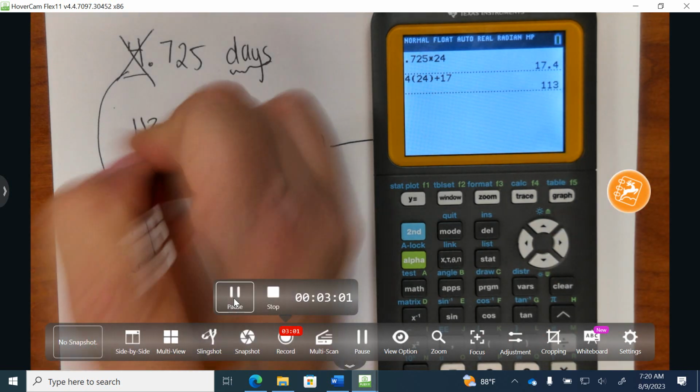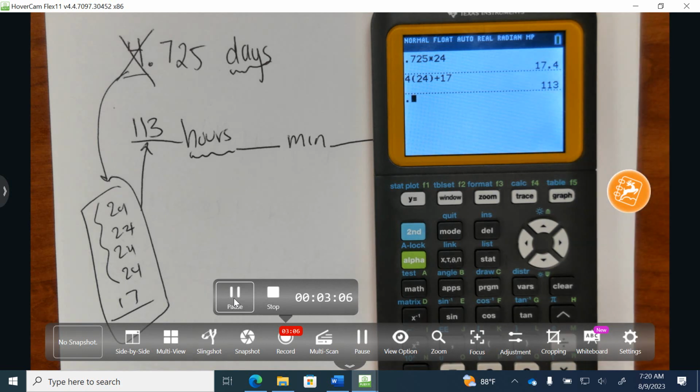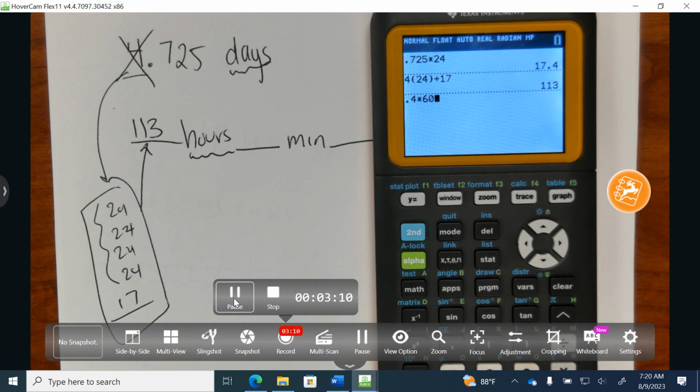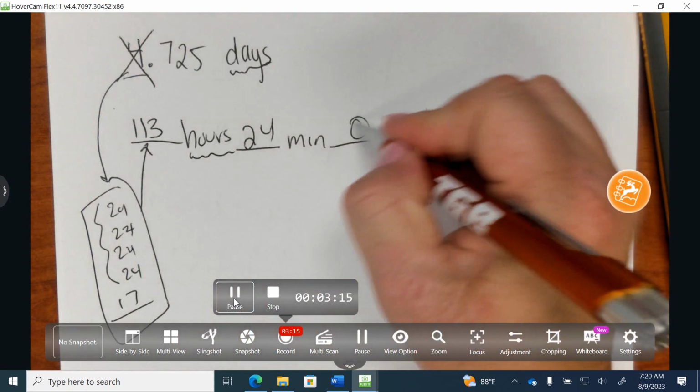There's 113 hours. Now this remainder of 0.4 needs to be taken care of. How many minutes are there in an hour? There's 60. And there is no remainder. There's no point, so there's nothing here. There's no seconds.